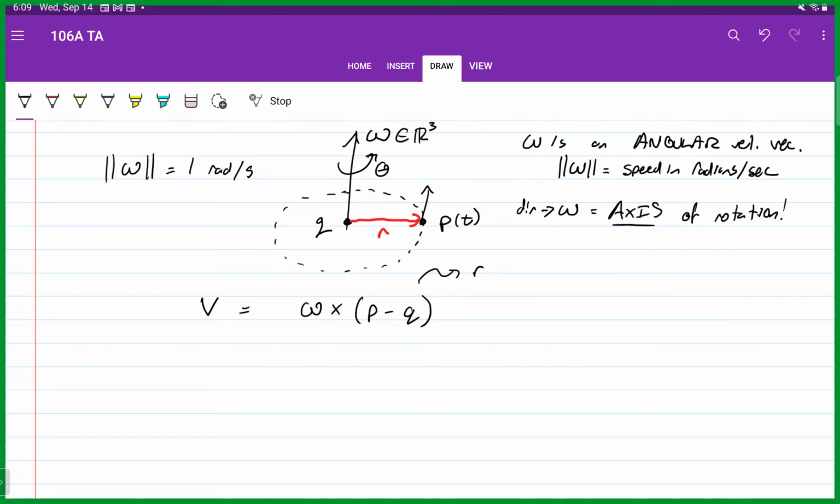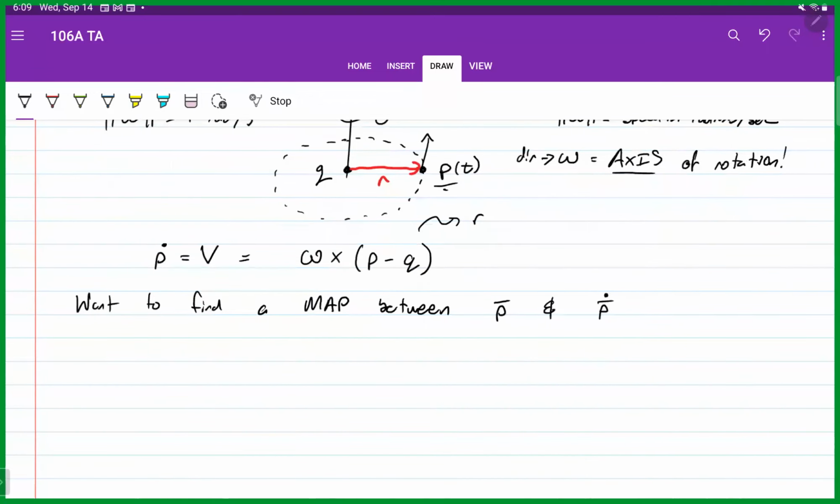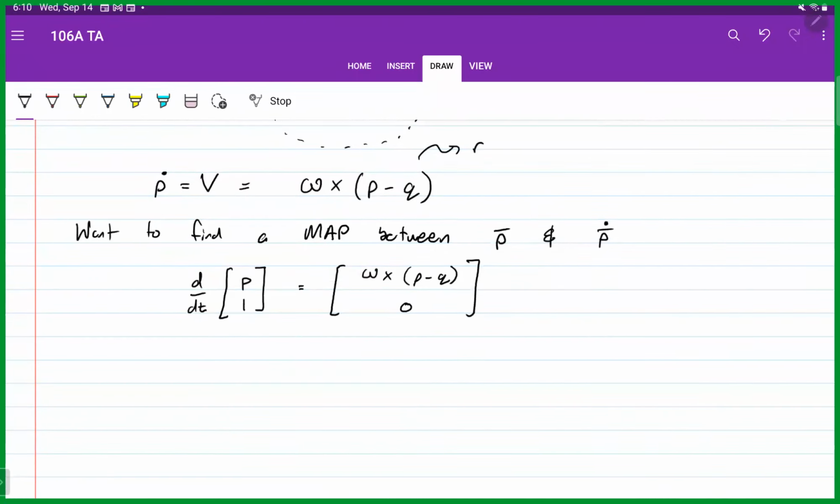So what we're going to do now is the same thing as before. We know we have the time derivative of this point, and we want to find a map between our point P over here in homogeneous coordinates and its time derivative in homogeneous coordinates. We're going to start out in the same way as before. We know that d/dt of the point in homogeneous coordinates, P bar, is equal to omega crossed with (P minus Q) and a 0 underneath. A 0 because we're taking the derivative of a constant, remember. This is just rewriting the equation above by adding the homogeneous coordinates below.